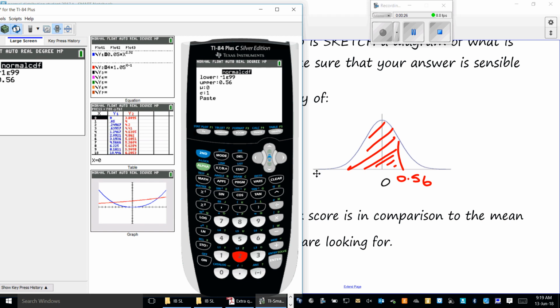We know it's to the left, so we know it's negative. Now, it doesn't need to be this. This just defaults to that. And if you want to just put negative 1,000, if you're more comfortable, totally fine. Okay?